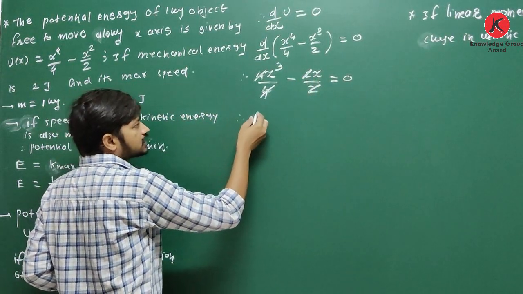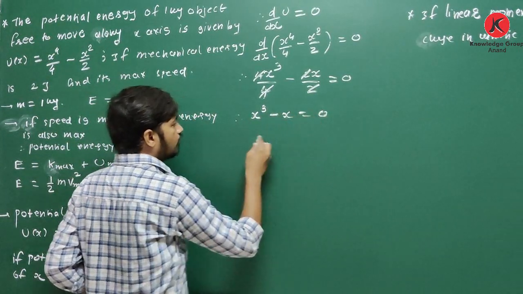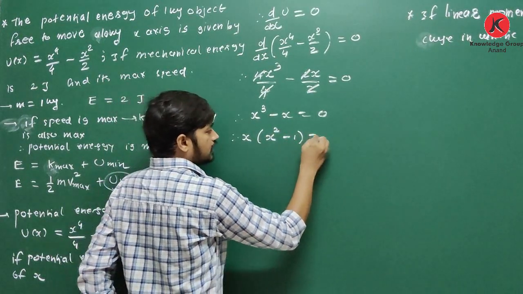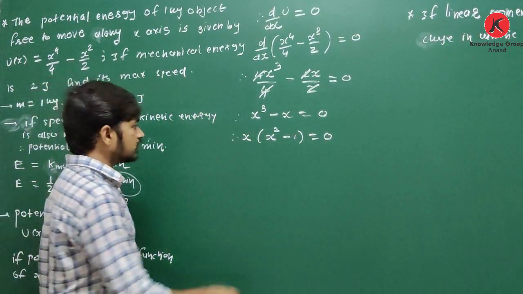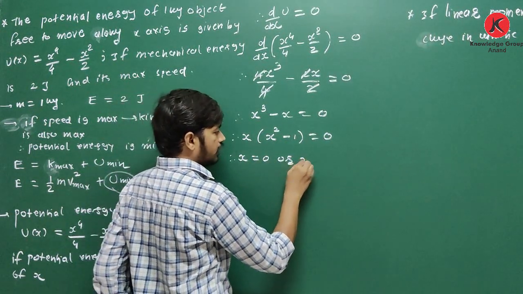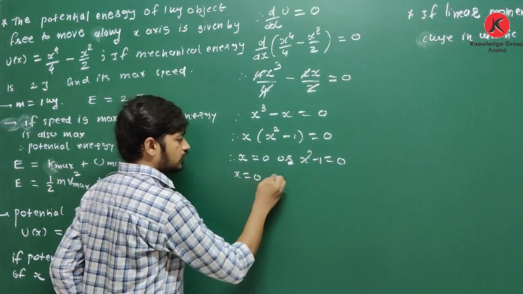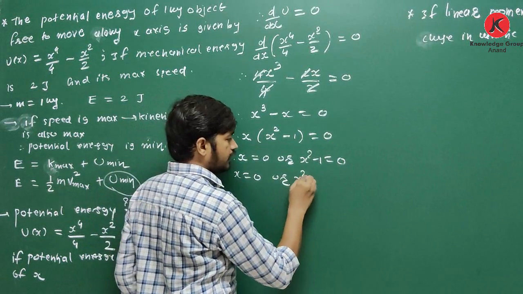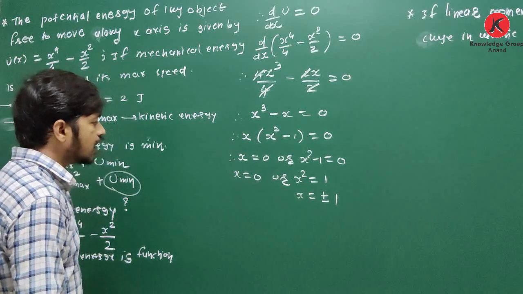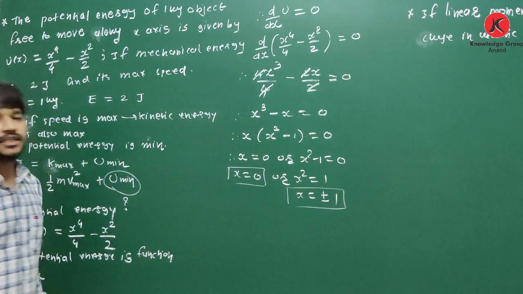Now how to simplify this term? See, x cube minus x is equal to 0. Taking x common, it is x times (x square minus 1) equal to 0. Clear about this? So therefore x is equal to 0, or x square minus 1 is equal to 0, so x square is equal to 1, so x is equal to plus or minus 1. So yes, we have three values: x is equal to 0, and x is equal to plus or minus 1.